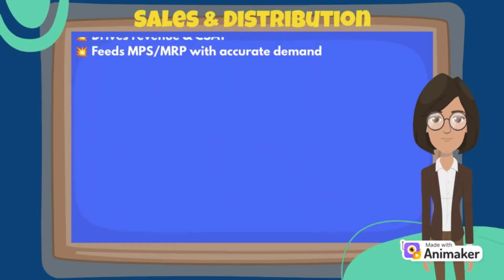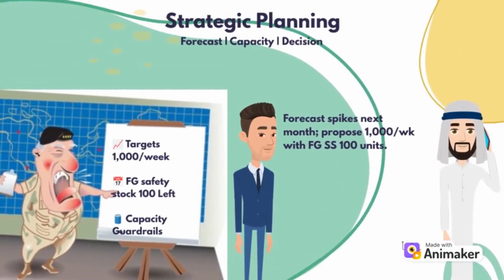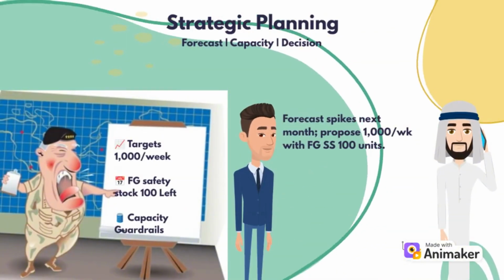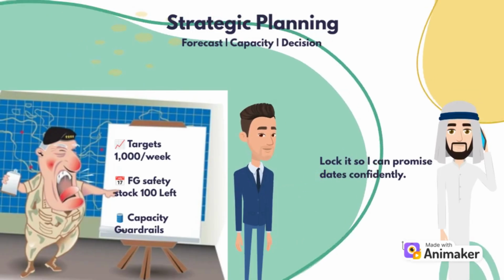When SD is clean, forecast spikes next month. Propose 1000/WK with FGSS 100 units. Lock it so I can promise dates confidently.